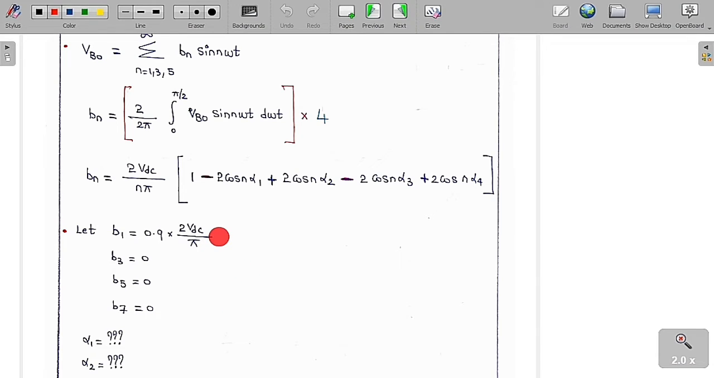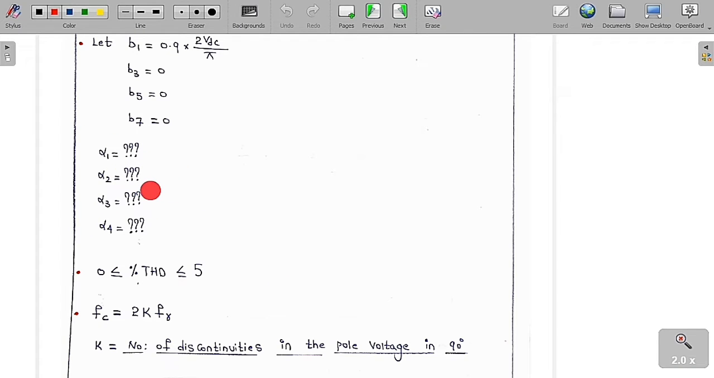So I want the fundamental component to be 0.9 into 2VDC by pi, and the third, fifth and seventh harmonics to be 0. Then what are the values of alpha 1, alpha 2, alpha 3 and alpha 4? You can substitute into these equations and get alpha 1, alpha 2, alpha 3 and alpha 4. All these we can easily figure out, and these are all less than 90 degree. Because of this bipolar scheme, we are going to get the PWM distortion in the output voltage nearly from 0 to 5%.